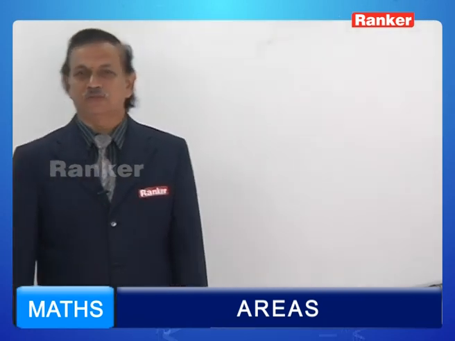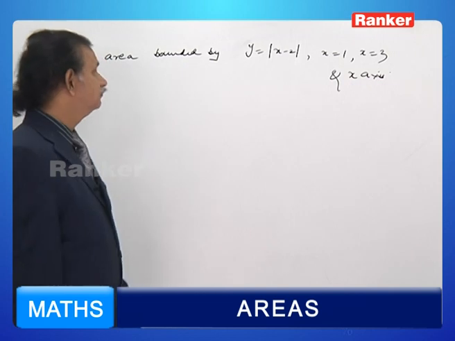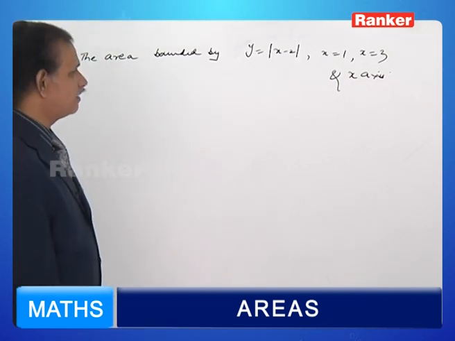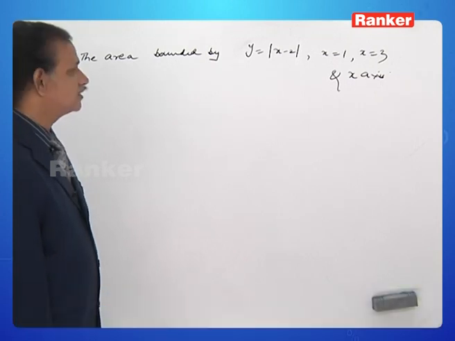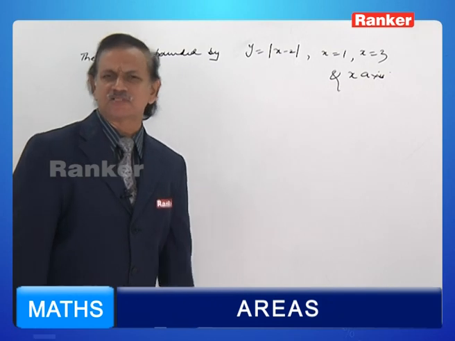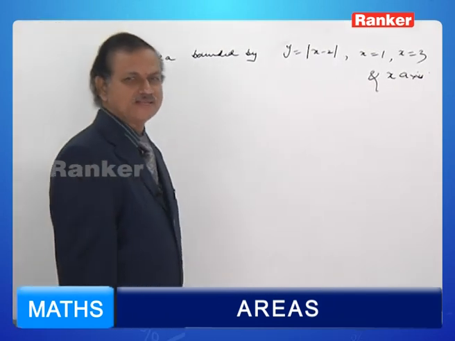Let us now go through some general problems. Consider the problem. The area bounded by y is equal to mod x minus 2, x is equal to 1 and x is equal to 3 and x-axis. Of course, he has given certain options 1, 2, 3 like that. Let us verify by getting it solved.